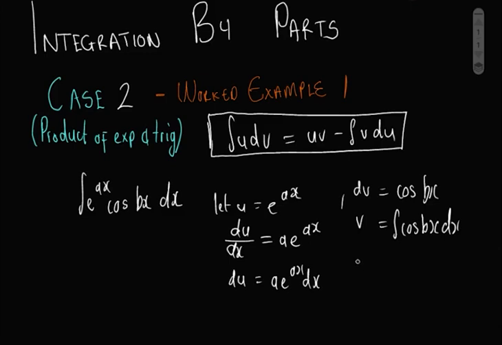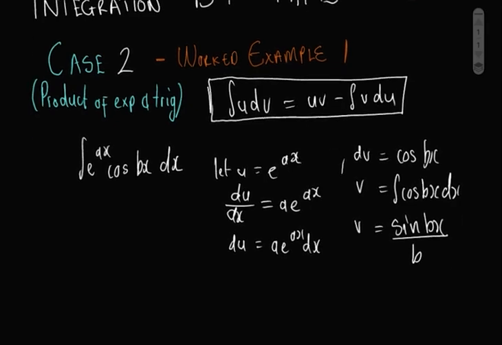And what is that integral? What do I differentiate to get cos bx? I differentiate sine bx. But remember, when you integrate, it's sine bx first, then you divide by the derivative of bx, which is just b. So that is my v.